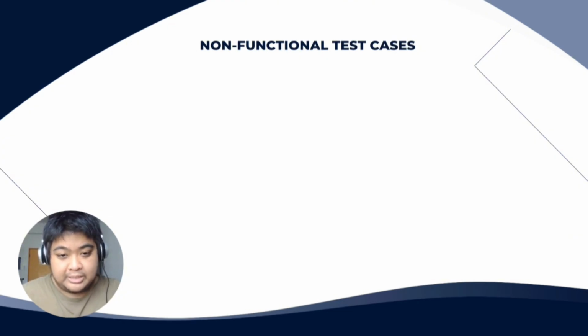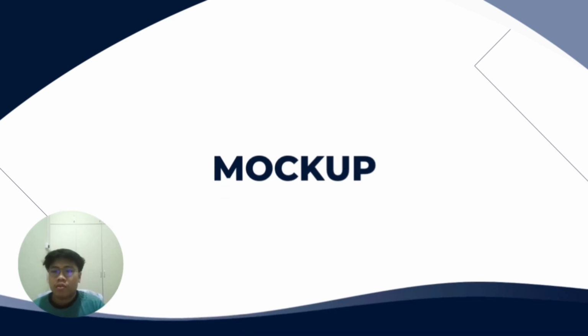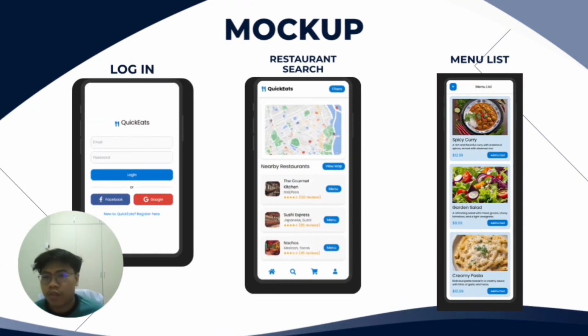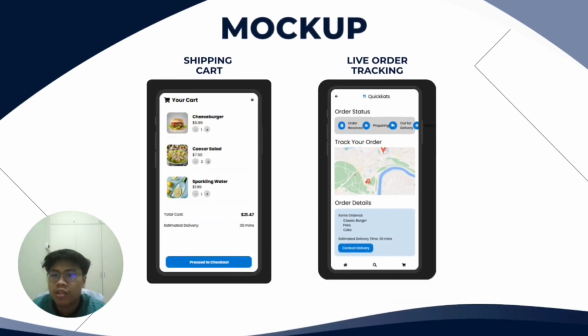So that's it for my section, and I'll move on to the next section. Okay, we go to the next slide for the mockup. Okay, for here, we have the mockup for the login, restaurateurs, and menu list. We go to the next. Here, we have a shopping cart and live order tracking.